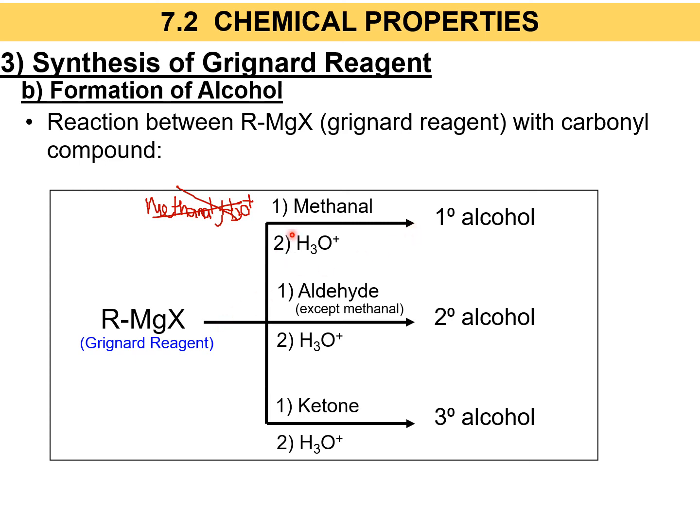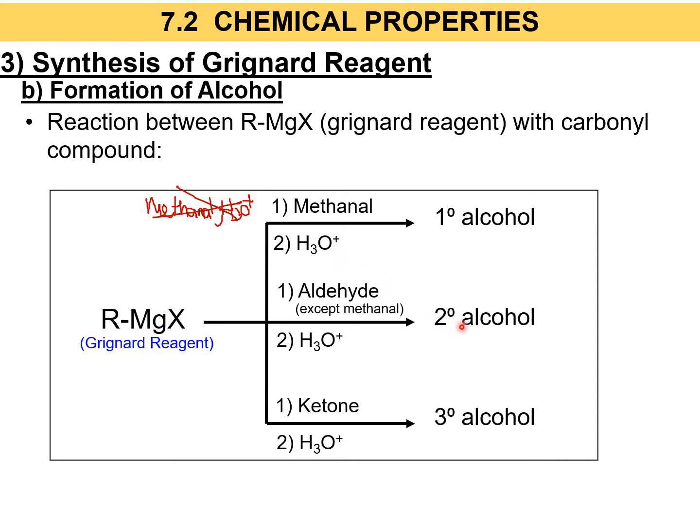Okay, so kiranya kalau you want to make a primary alcohol from Grignard reagent, ataupun kalau you nak menghasilkan alkohol daripada haloalkane, so you kena menghasilkan Grignard reagent first, and then from Grignard reagent you kena react dengan reagent yang pertama methanol, yang kedua dia akan buat hydrolysis, H3O+.